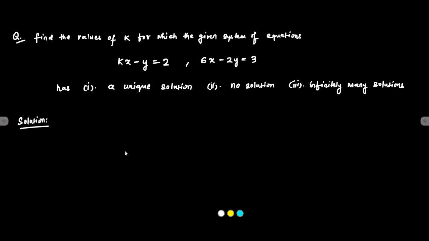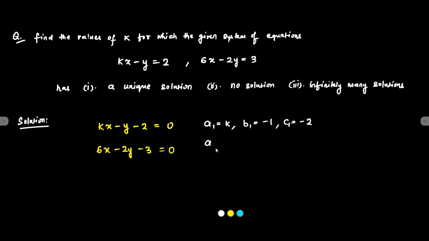Okay, so first we have to write the equations in standard form. Kx minus y minus 2 is equal to 0, 6x minus 2y minus 3 is equal to 0. Then write the values of the different coefficients and constants, coefficients of x and y and the constants. So a1 is equal to k, b1 is equal to minus 1, c1 is equal to minus 2. Then a2 is equal to 6, b2 is equal to minus 2 and c2 is equal to minus 3.